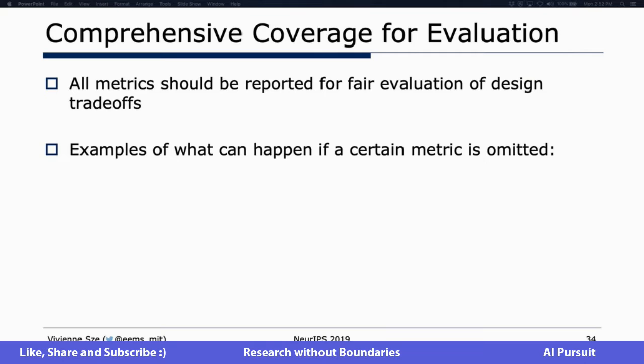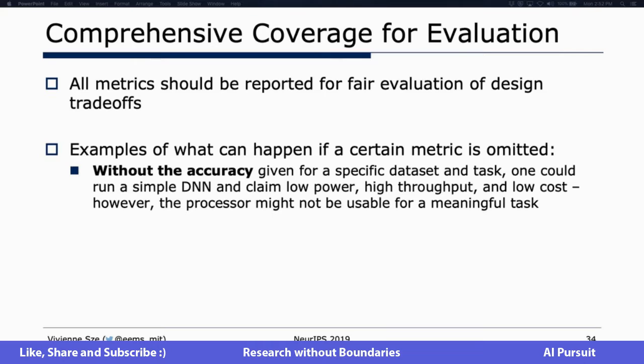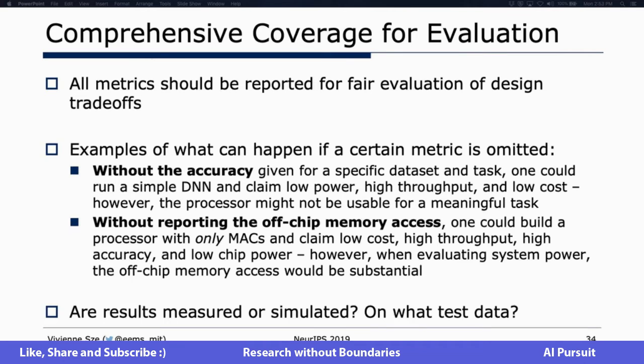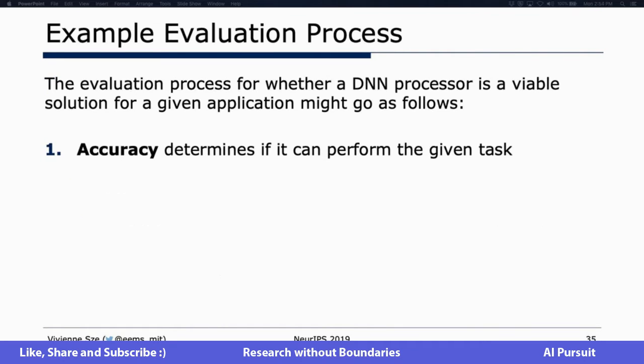Another example is if people report the power consumption of the processor, but don't include off-chip memory access. You could build a processor with only multiplies and accumulates, and then claim low cost, high throughput, high accuracy, low power consumption. But when you evaluate the chip in the context of an actual system, the off-chip memory access could be very substantial. It could be very limiting to the overall solution as well. So these are just two examples of why it's really important to get all those metrics reported, or to think about all those metrics, when you're evaluating different systems or different papers that you're reading.